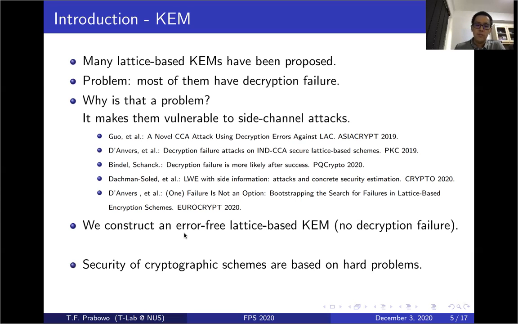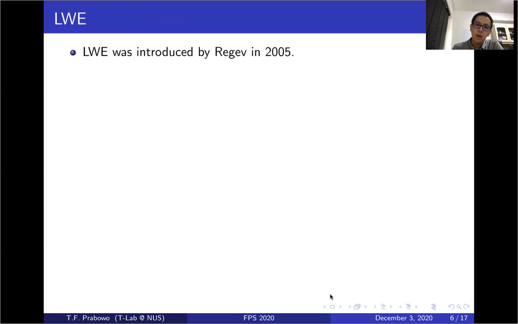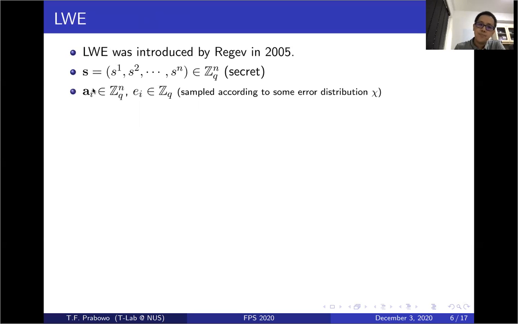So as with other cryptographic schemes, ours is also based on hard problems, and ours is based on the so-called ring learning with error, RLWE. So let's talk about LWE first as a warm-up. LWE, or learning with error, was introduced by Regev in 2005. It works with vectors. So S is a vector, it has n coordinates, and each coordinate is an integer modulo q. q is a prime. This S is usually thought of as a secret.